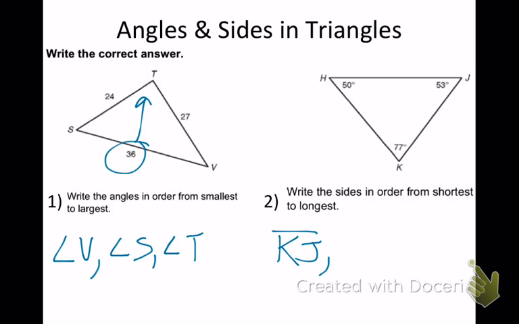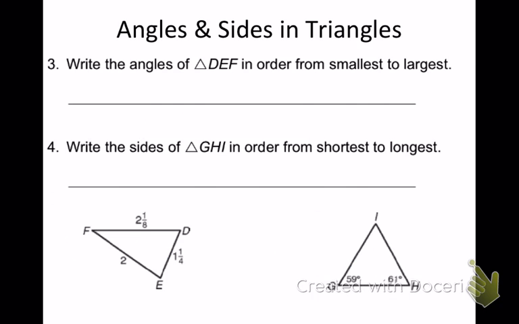Next, which is my second smallest angle, Spence? 53. What's opposite 53? So I would say HK. And lastly, what's my third or my largest angle, Audrey? K. And what's opposite of K? HJ. Nice job. So again, small angle, opposite small side, large angle, opposite large side. Take a couple seconds, try numbers 3 and 4 on your own.